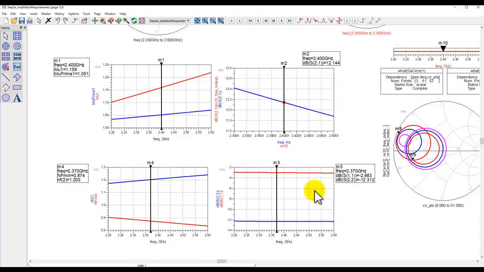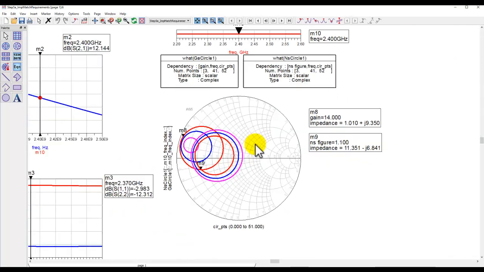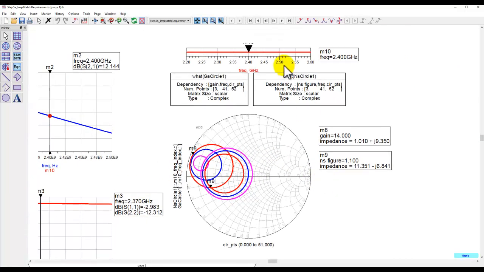So here in the first section, I have the same 4 plots which we also looked at earlier. I have the stability, I have the S21 plotted here, the noise figure and noise figure minimum, as well as S11 and S22 plotted here. Along with these 4 plots, I also have a gain and noise circle plotted here. And again, here you can see I have 3 circles each, which can also be seen under the watt function.